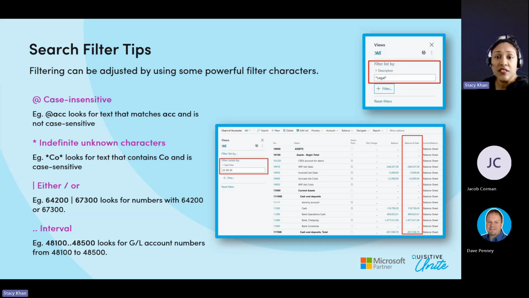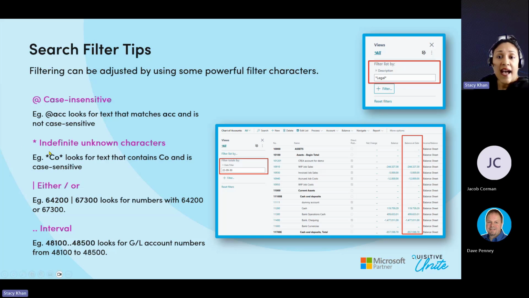The first filter character is the @ symbol. If you use the @ symbol in your filter, followed by, in this example, ACC, the system will filter for text that matches ACC. The character filter is not case sensitive, so the filter will include text with ACC in both uppercase and lowercase.